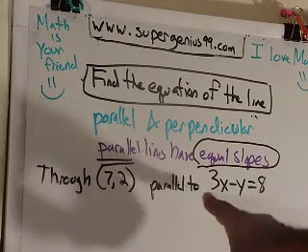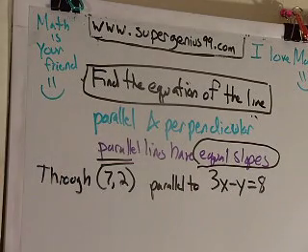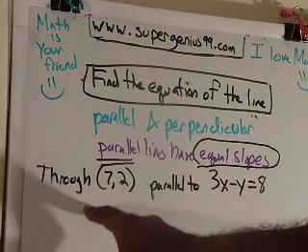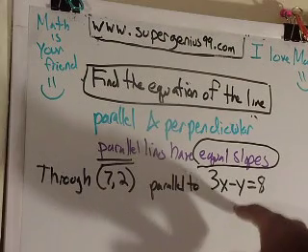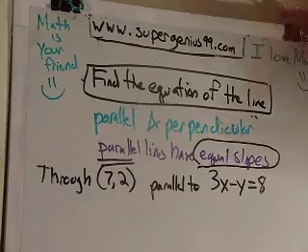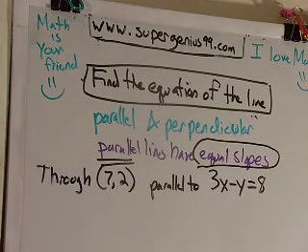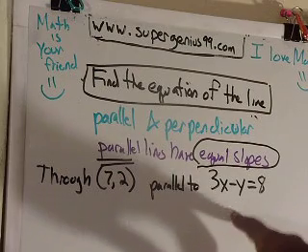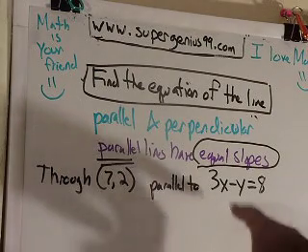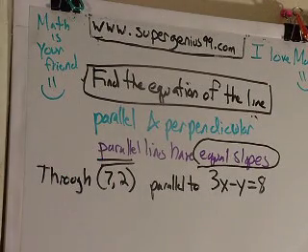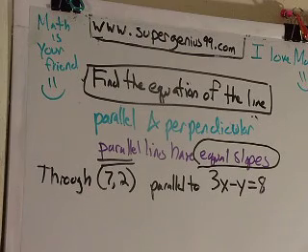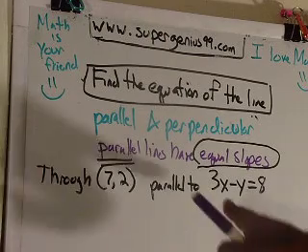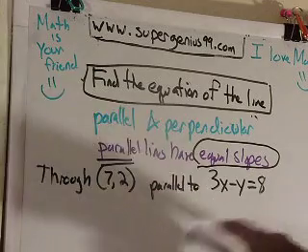Well, if I know it's parallel to this line, I know that the slope of this line will be equal to the slope of this line. In other words, the slope of the first line will be equal to the slope of the second. So how do I figure out what the slope of the second line is? First, let's put it in slope-intercept form, in other words solve for y. So first thing I'm going to do is subtract 3x from both sides.